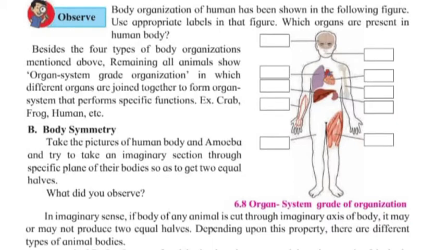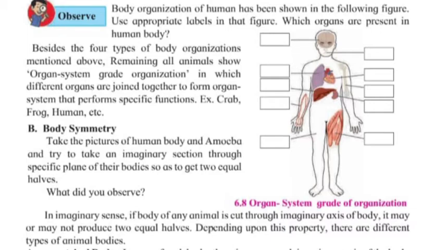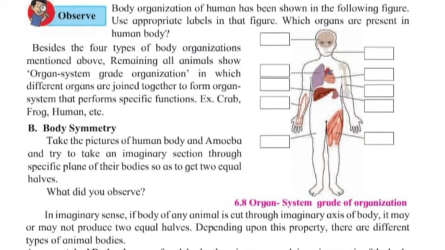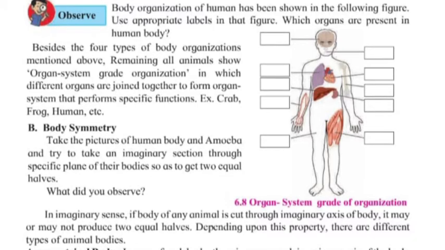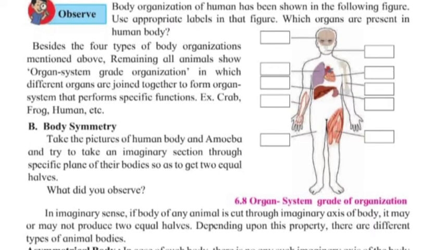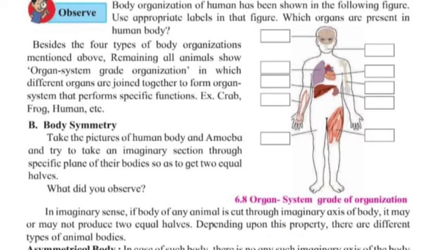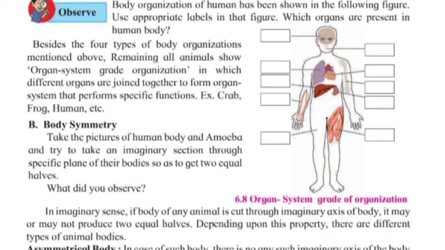The organs in it perform specific work. In body organization, the first thing is body symmetry. Take a picture of a human body and an amoeba and try to take an imaginary section through a specific plane of their bodies so that you get two equal halves. You have to cut the human body from the upper part straight down through the brain, which divides all the organs into perfect halves. Take a picture of the human and cut it into perfect halves, and do the same for the amoeba. You will clearly see that if you cut the amoeba you get two perfectly equal halves. Halves means perfectly equal two segments or parts.